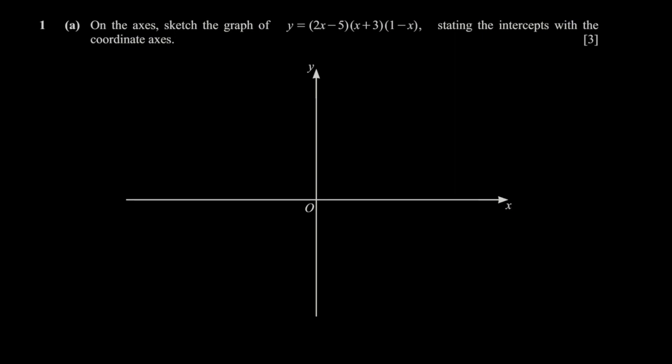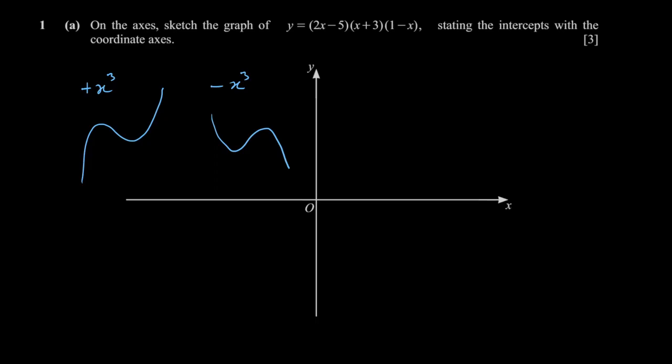Okay, then we're in question 1 on the axis. Sketch the graph of (2x minus 5)(x plus 3)(1 minus x), stating the intercepts with the coordinate axis. Okay, well, the first thing to notice here is that we've got a cubic graph, and cubic graphs, if they're positive cubic, so if we've got a plus x cubed, they're going to be sloping upwards like that. If we've got negative cubics, negative x cubed, then they're going to be sloping downwards like that.